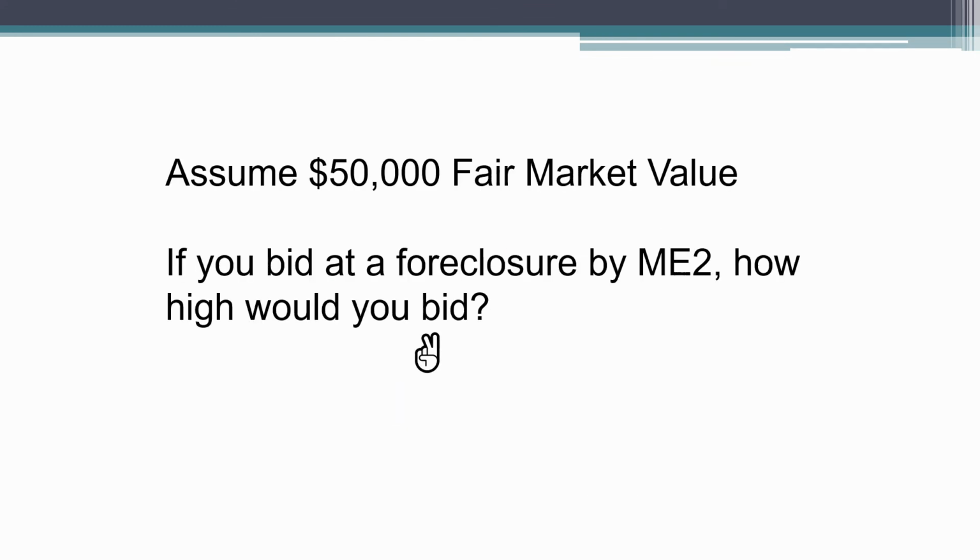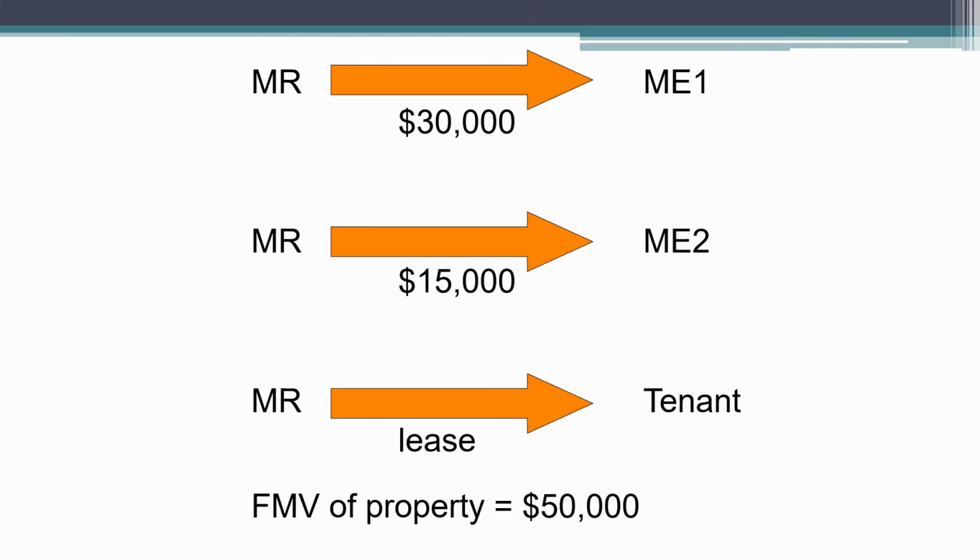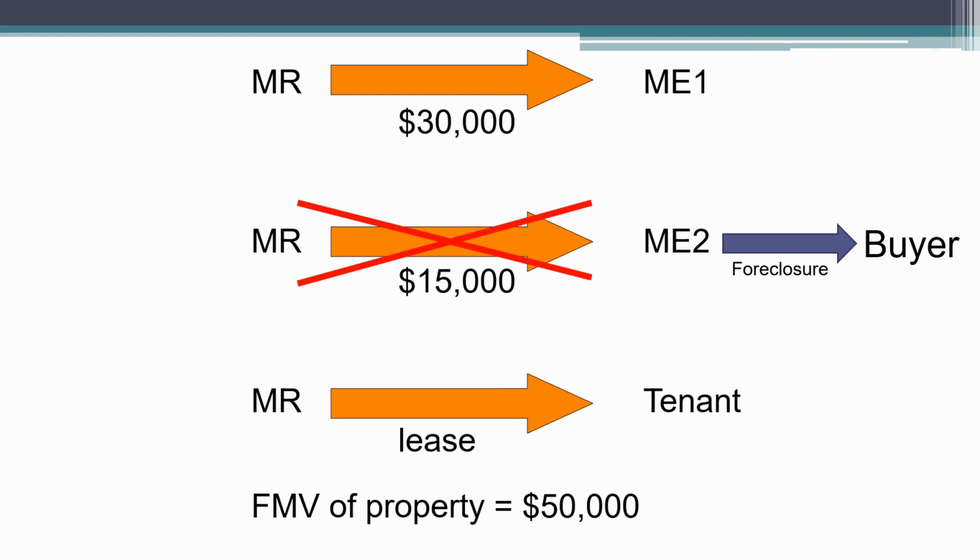Now instead, let's suppose that ME2 is conducting a foreclosure sale. Again, we've looked at the property and concluded that its fair market value is $50,000. How high would we be willing to bid? So here's our picture. Here's the buyer buying at ME2's foreclosure sale. We know that ME2's mortgage, the one being foreclosed, will be wiped off the title to the land. We know the tenant's lease will be wiped off the title to the land, but ME1's mortgage remains on the title. That means the buyer is, as we said earlier, going to buy the property with ME1's mortgage still on it.